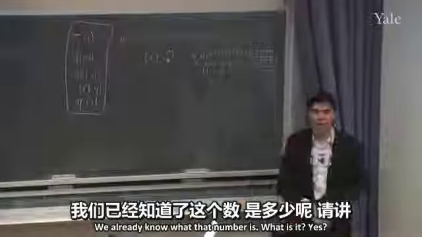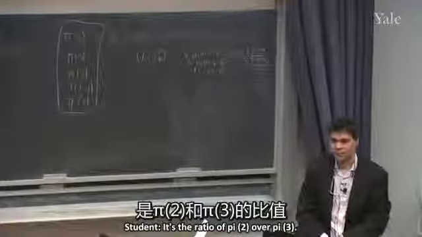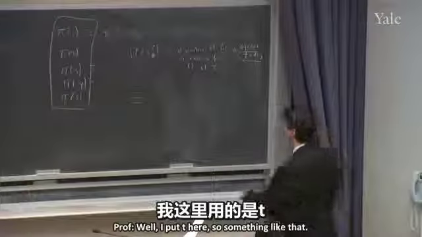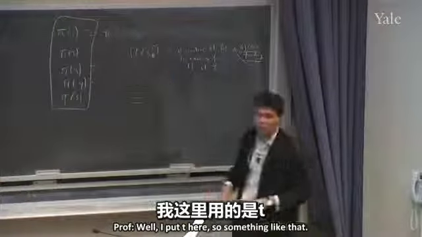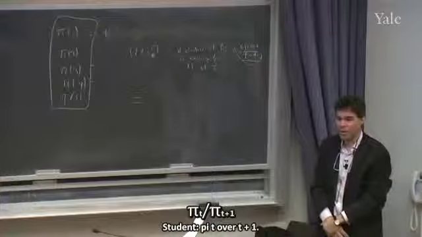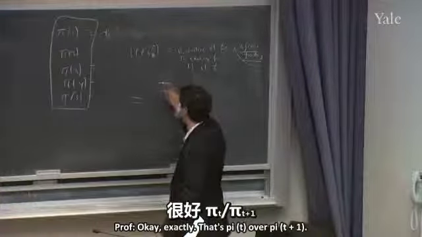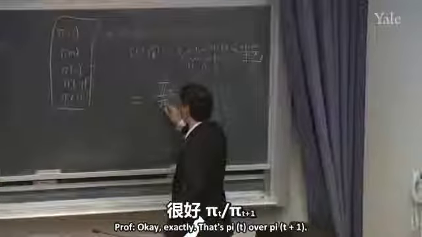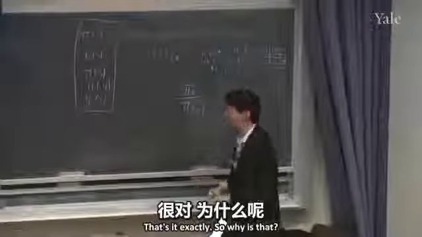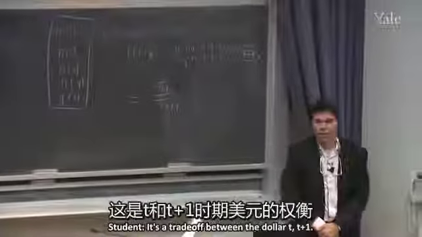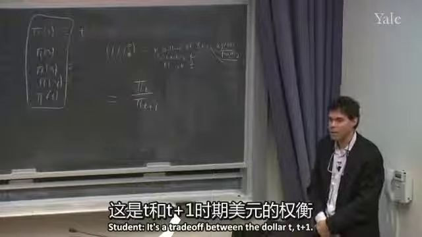What is it? Yes? You took the ratio of pi 2 over pi 3. Well, I put t here. So something like that. Pi t over pi t plus 1. Okay, exactly. That's pi t over pi t plus 1. That's it exactly. So why is that? So the trade-off between the dollars in the 2 periods.